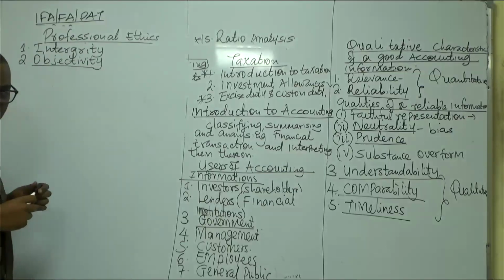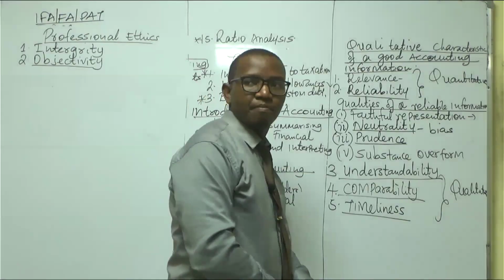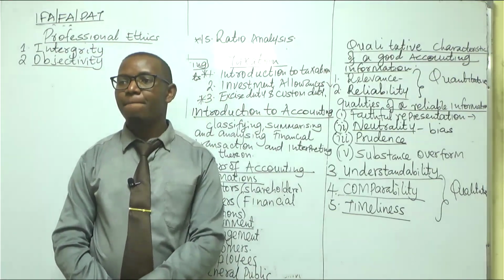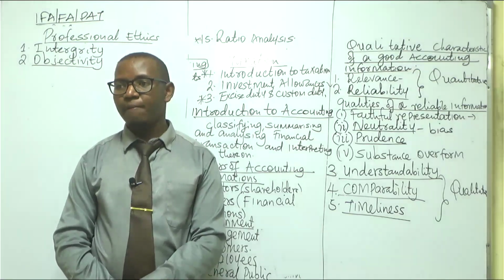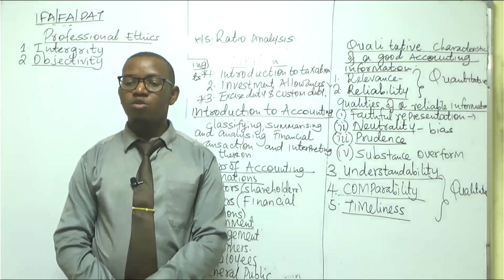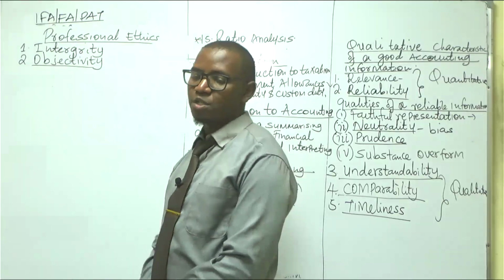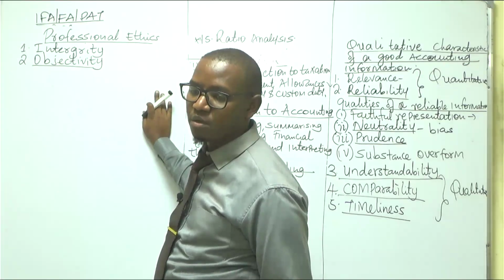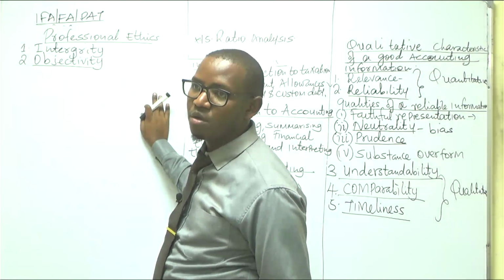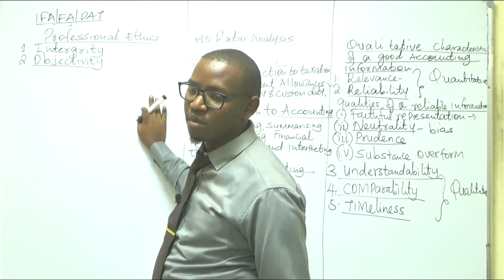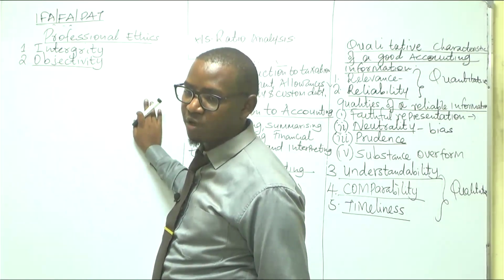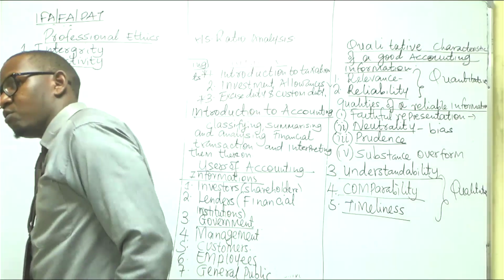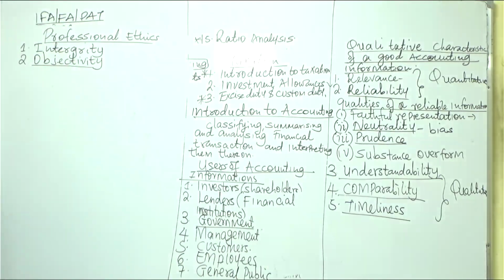Number two is objectivity. Professional accountants are required not to allow bias or undue influence of others to override their professional judgments.